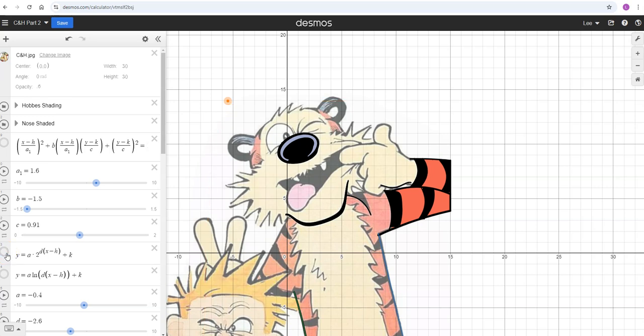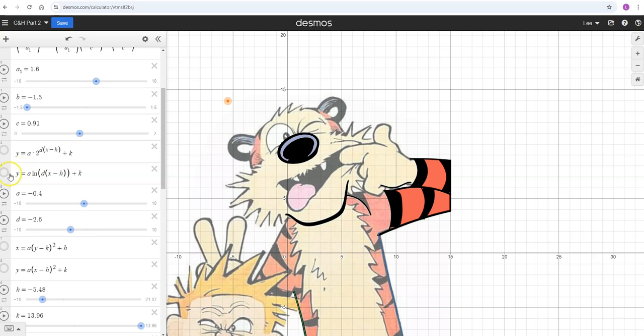Hey everyone, we're going to talk today about logs in the Desmos graphing project. We talked about exponentials in the section before. Logs are going to go kind of the same way. So I have a log equation right here that I'm going to model.